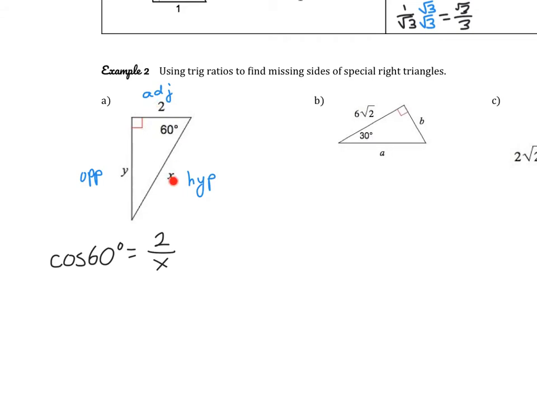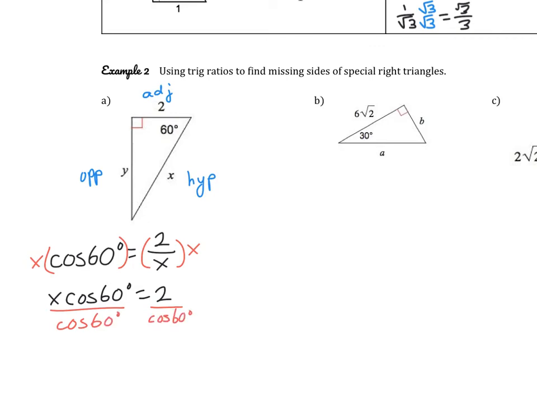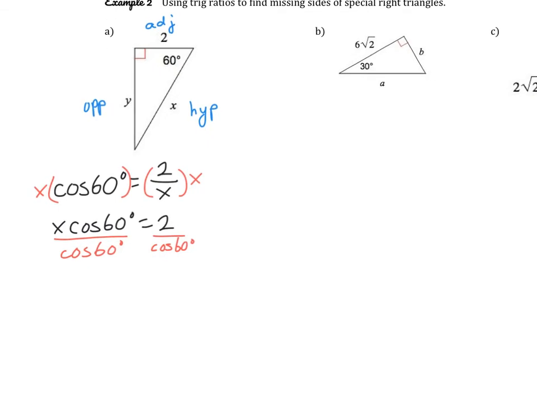Remember, adjacent over hypotenuse. Let's multiply both sides by x, so it's no longer in the denominator. x times the cosine of 60 degrees equals 2. And then we can divide both sides by the cosine of 60 degrees. So here we get 2 divided by the cosine of 60 degrees.